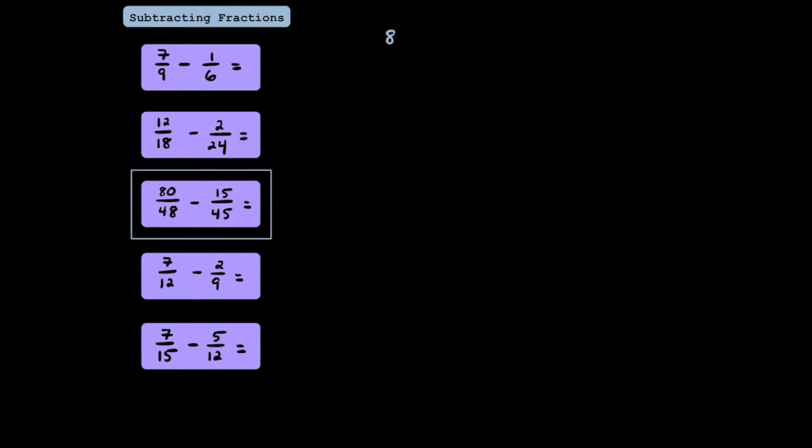Now let's subtract 80 over 48 minus 15 over 45. Since these numbers are a little bit larger, I'm going to use the ladder method just to show all the details of how to simplify. First, 8 is a common factor of 80 and 48, and we're left with 10 and 6. Since 10 and 6 are even, we know they're divisible by 2. Dividing them by 2, we're going to get 5 and 3. 80 over 48 is equivalent to 5/3. 80 divided by 16 is 5, and 48 divided by 16 is 3.